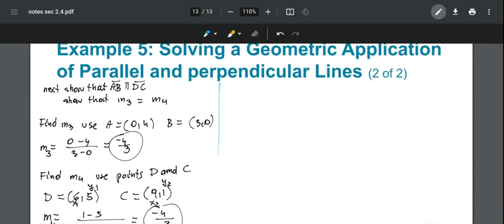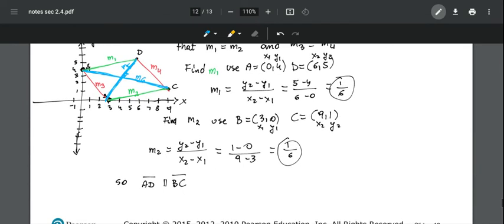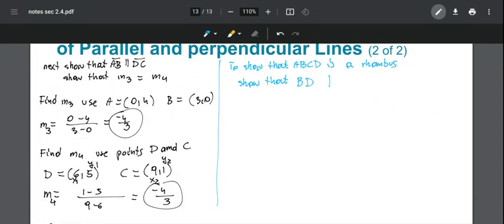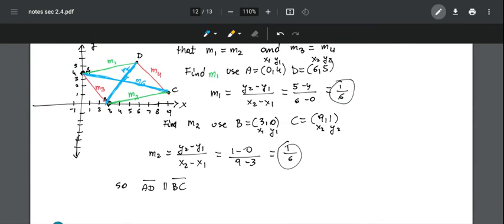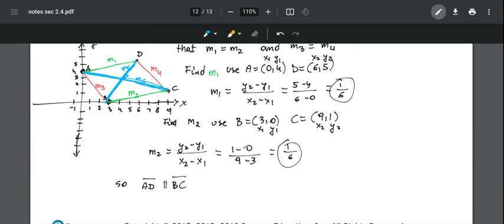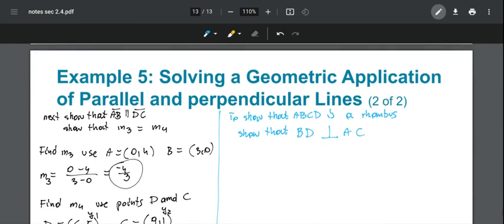So I will just continue here. To show that ABCD is a rhombus, show that the diagonals intersect at 90-degree angles. So show that BD is perpendicular to AC. This is BD, the shorter diagonal. It's perpendicular to AC, which means show that M5 times M6 equals -1. So the product of the slopes is equal to -1.